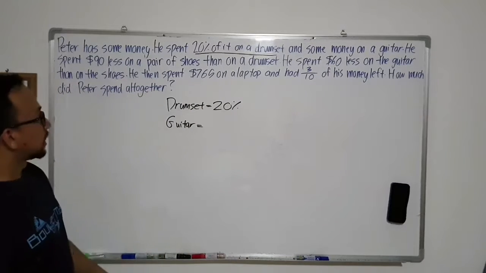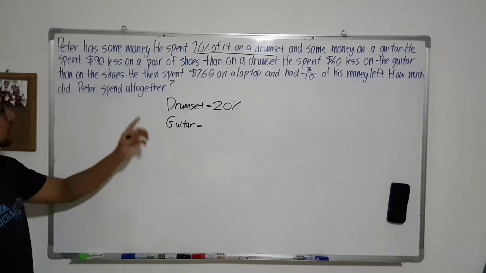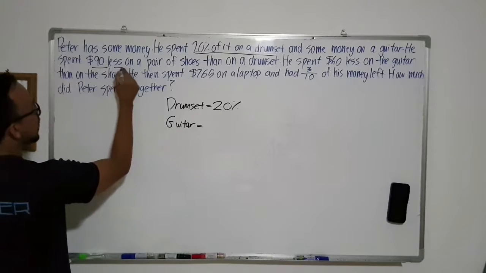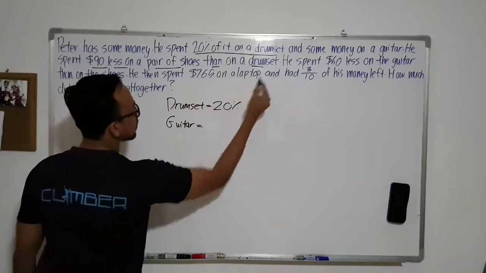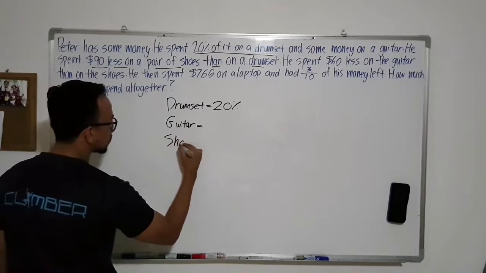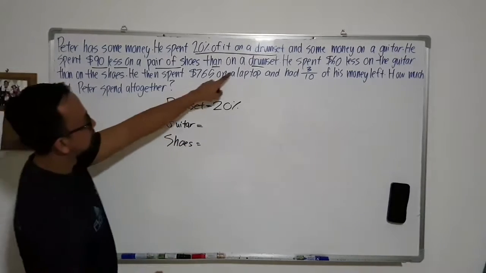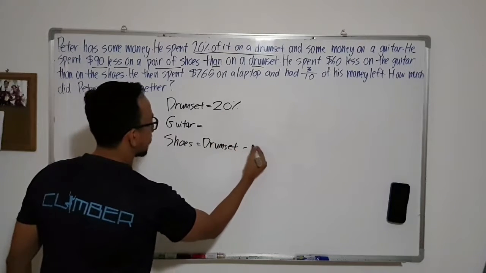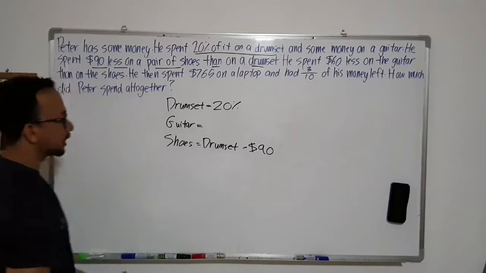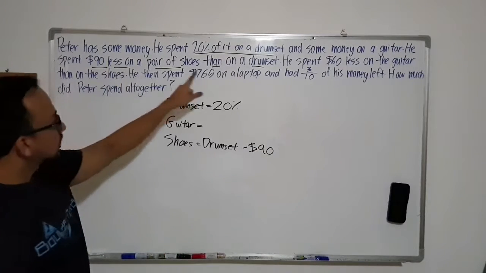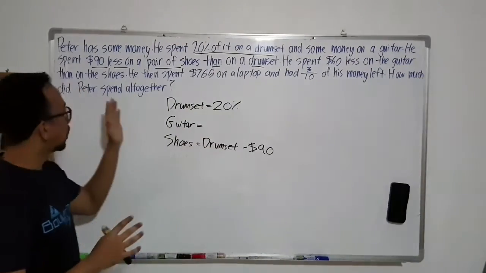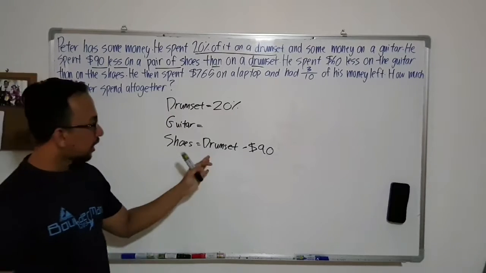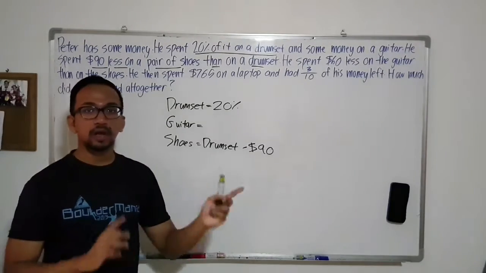Alright, so the next sentence, he spent $90 less on a pair of shoes than on a drum set. You got your shoes now. $90 less on a pair of shoes than the drum set. So how much did the shoes cost? The drum set minus $90. Not $90 minus drum set. Here is the problem. A lot of students will tend to write out $90 minus drum set. Drum set minus $90 and $90 minus drum set are two different things.